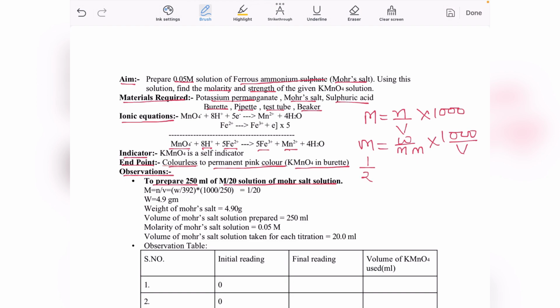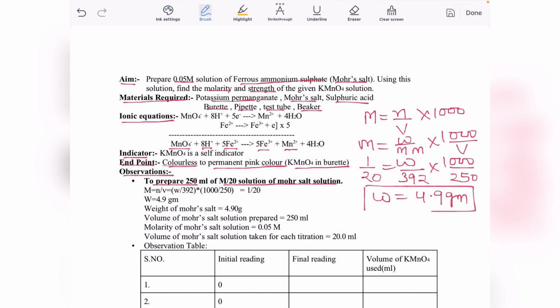Molarity is 1 upon 20. W we have to calculate. The molar mass of Mohr salt is 392, and the volume we are preparing here is 250 ml. On simplifying this, we get 4.9 gram. It means if you dissolve 4.9 gram of Mohr salt in 250 ml of distilled water, then the molarity of the resulting solution will be M/20. So in this way, you can easily prepare M/20 solution of Mohr salt.